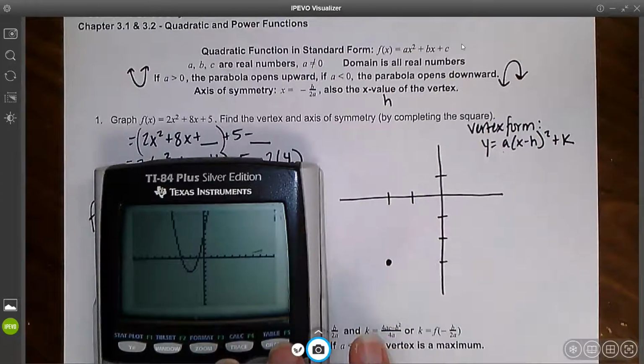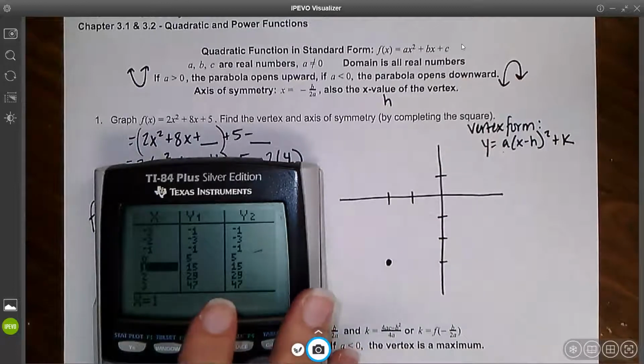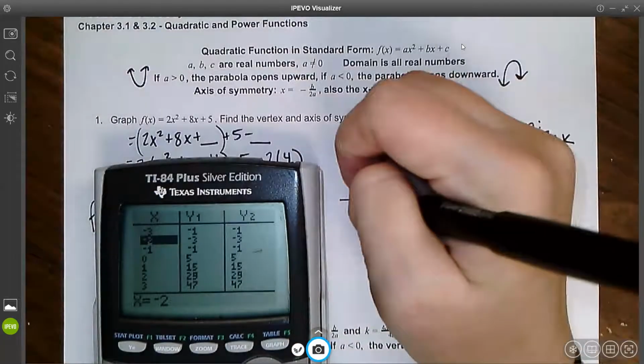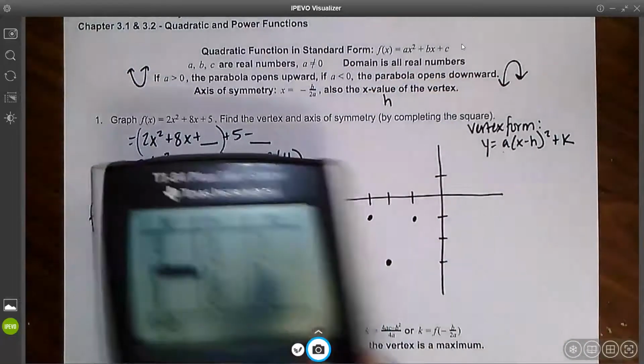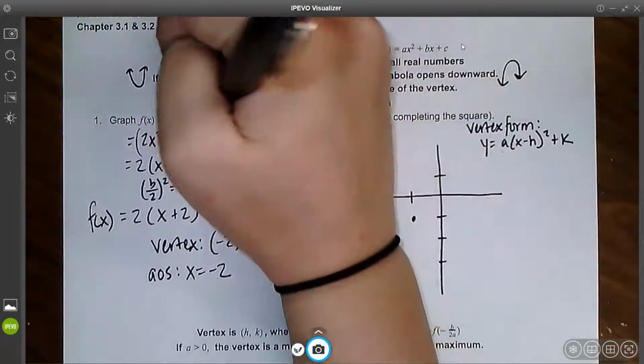They both should graph. You should only see one graph if you graph them both in there. Look at my table and you can get some values. So I have -2, -3. I have -1, -1, and -3, -1. I have 0, 5, which is going to be my y-intercept. When it's in standard form, C is always your y-intercept.